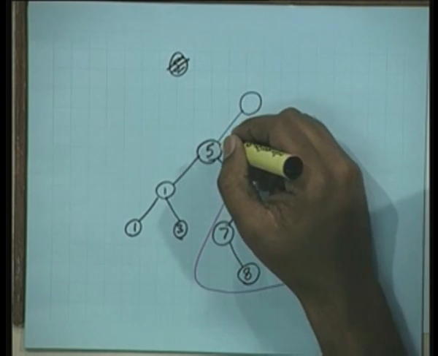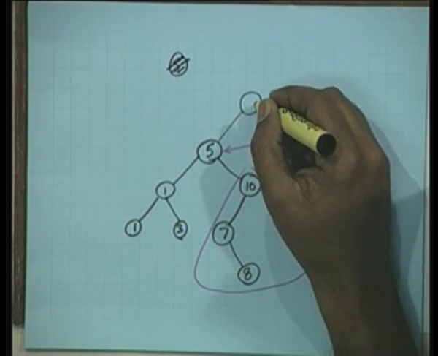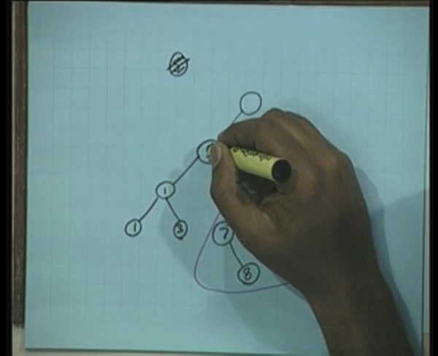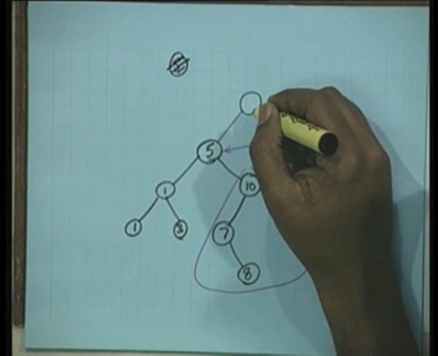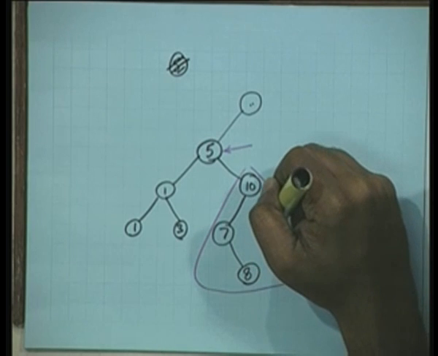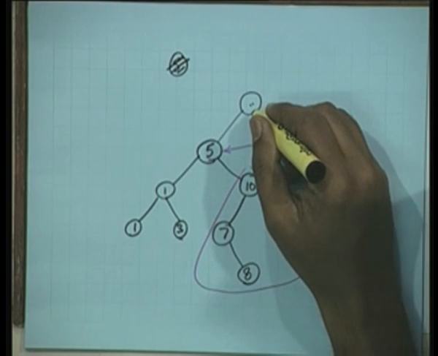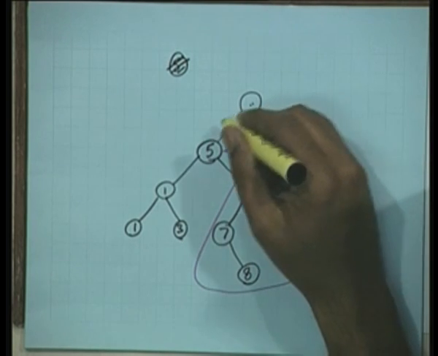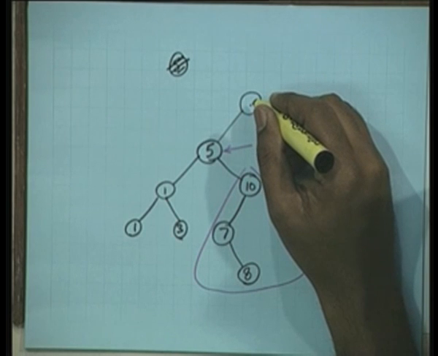So there are two possibilities. The parent is larger than 5, which means 5 is in the left subtree of the parent. But then this guy will be larger than all of these guys, because all of these guys are then in the left subtree of the parent. So this parent can then not be the successor.